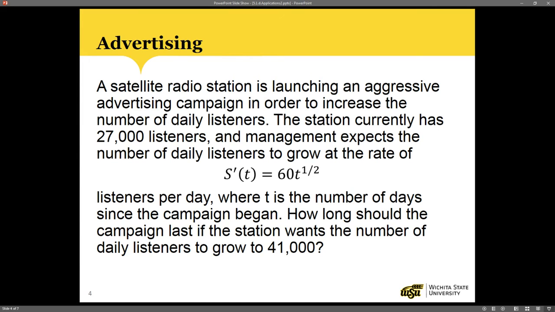So this model tells us the number of listeners per day given the number of days that the campaign has been running. But we're given it as a rate of change. So let's take a look at these examples.